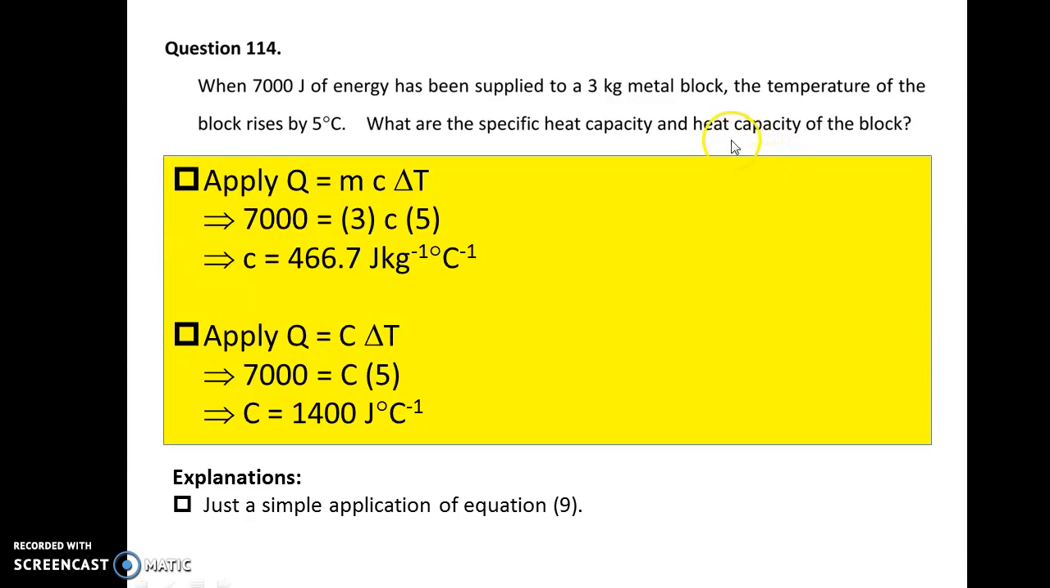Next, you have to find the heat capacity, which is the capital letter C. So this would be 1,400 joule per degree Celsius.